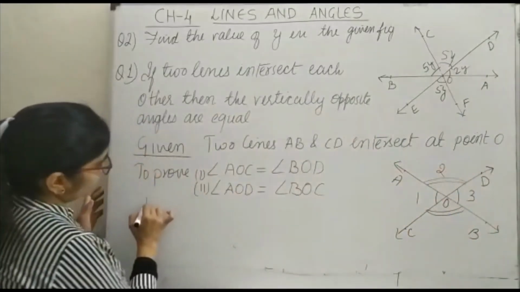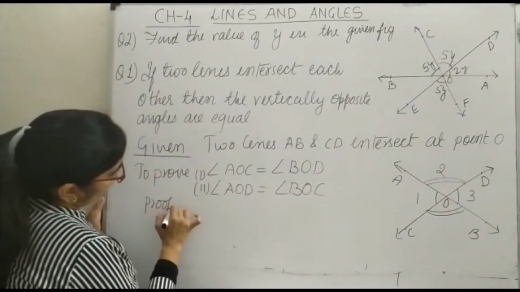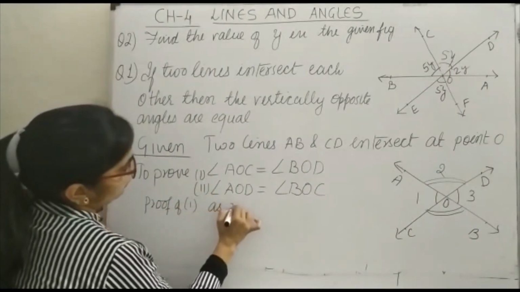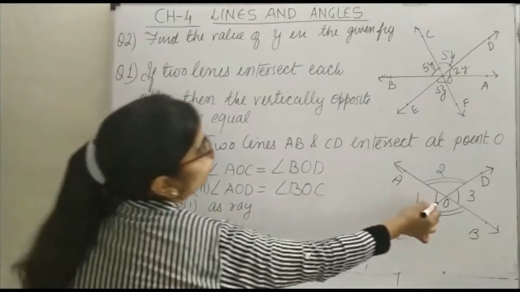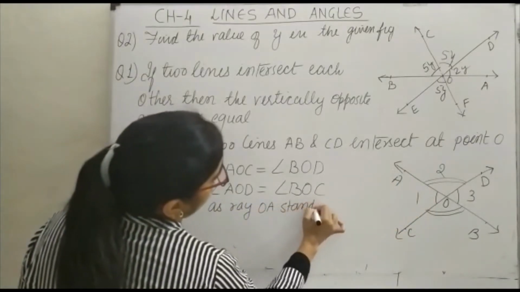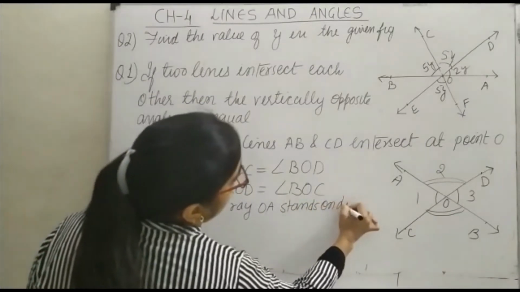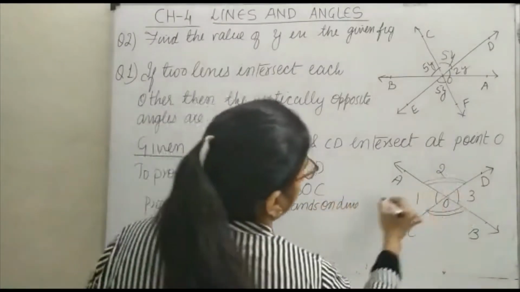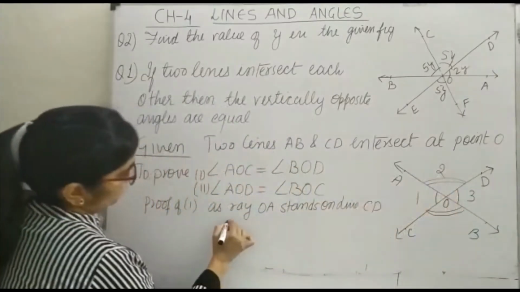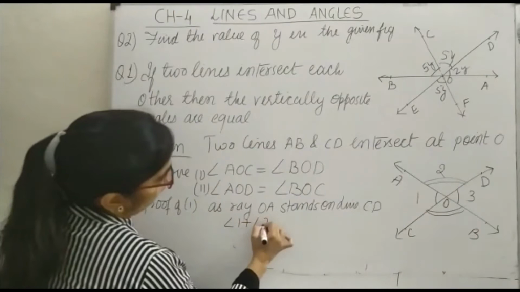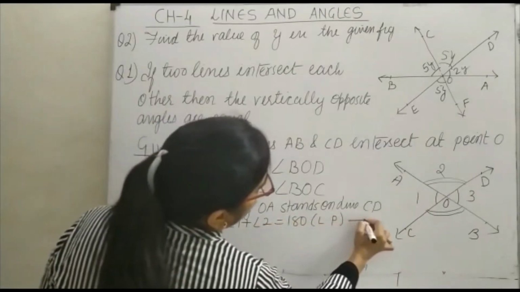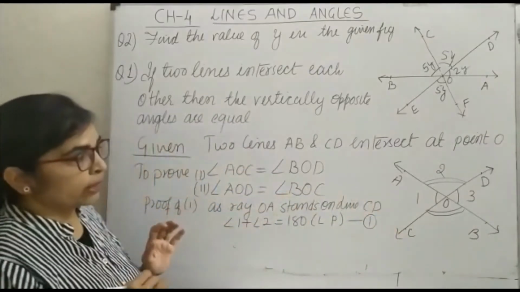Now just see the proof of the first one. As ray OA stands on line CD, therefore angle 1 plus angle 2 is equal to 180. This is a linear pair, and we can give it as equation number 1.